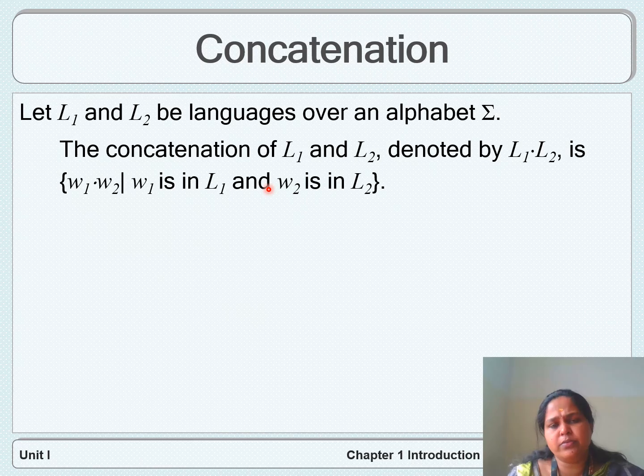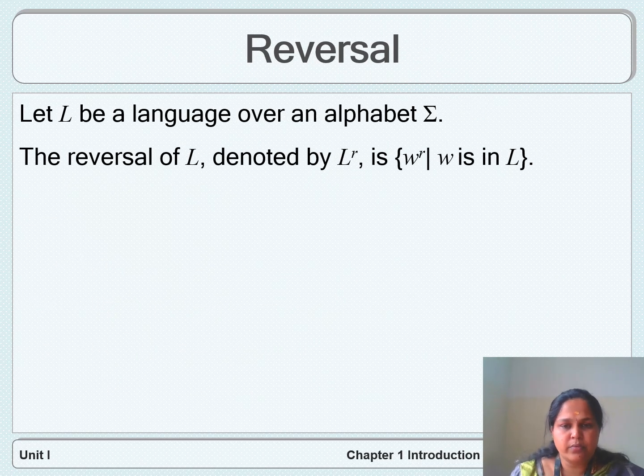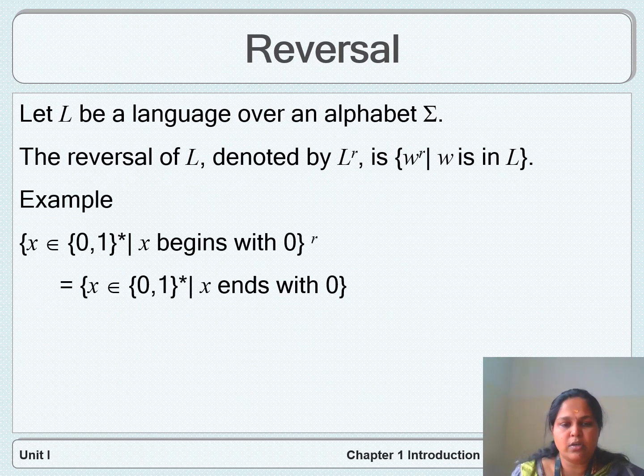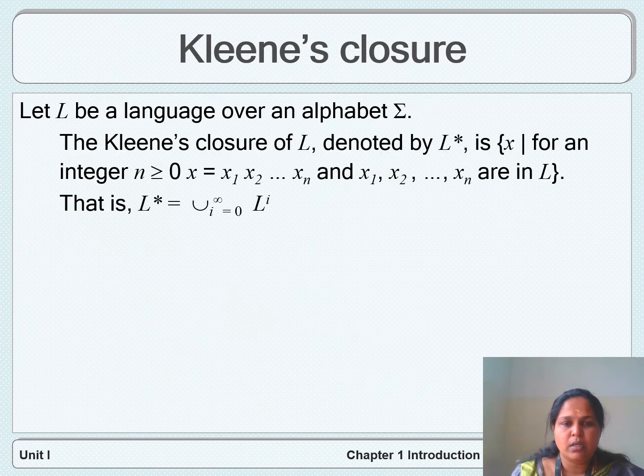Next, the concatenation. As we saw with strings, concatenation is nothing but combining two languages. If w1 is an input in L1 and w2 is an input in L2, you are going to combine these two. That's called concatenation. Next, the reversal. As we have seen in strings, the reversal of a string is written backwards. For example, 0, 0, 0 reversed is 0, 0, 0. Next is Kleene closure.